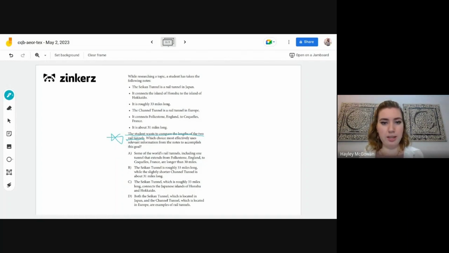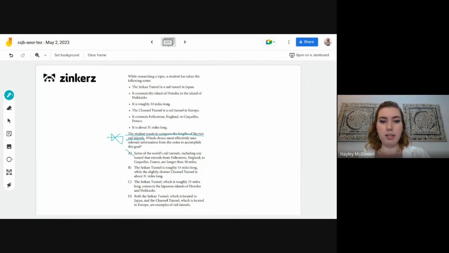So looking at A, some of the world's rail tunnels, including one tunnel that extends from these places, are longer than 30 miles. So this one's not really specific, right? It's not talking about these two rail tunnels specifically. It's just kind of talking about rail tunnels in general. It's true that they're both more than 30 miles long, but still not specific enough to the question.